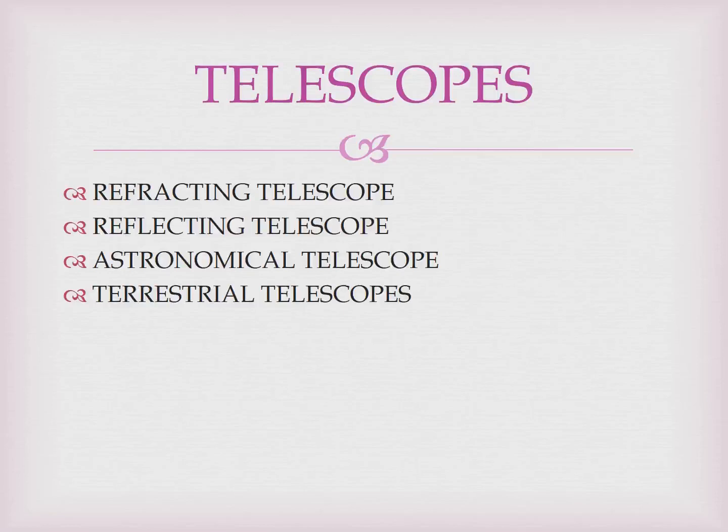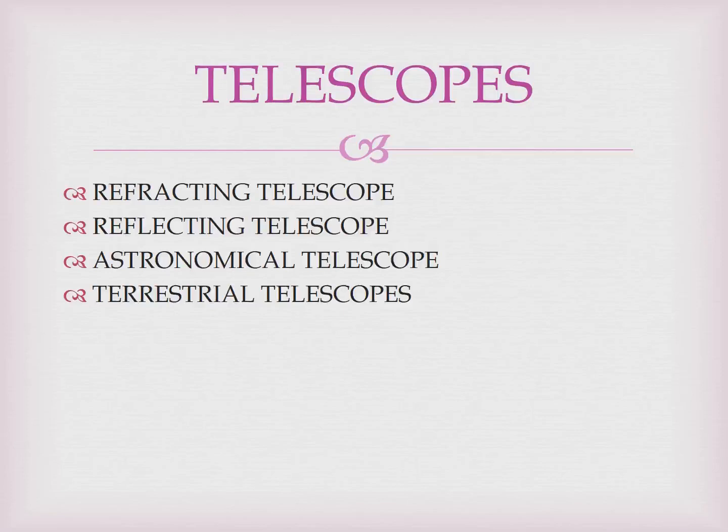What is an astronomical telescope? An astronomical telescope is used to view heavenly bodies like stars, planets, galaxies, and satellites. For seeing the stars, planets, galaxies and satellites, an astronomical telescope is used.